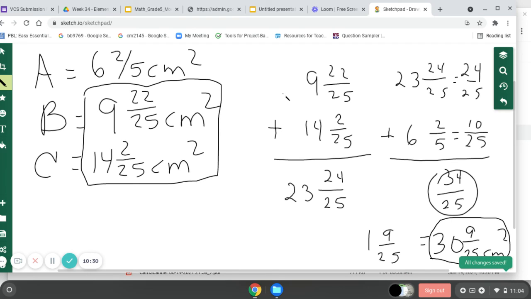So what we did was we took the information from part A, where we had to find the dimensions of each rectangle. Then we took those dimensions for each rectangle and we found the area, which is what we did here. And after we found the area of each of those rectangles, we took those areas and we added them all together in order to get the final area answer of 30 and 9/25 centimeters squared.